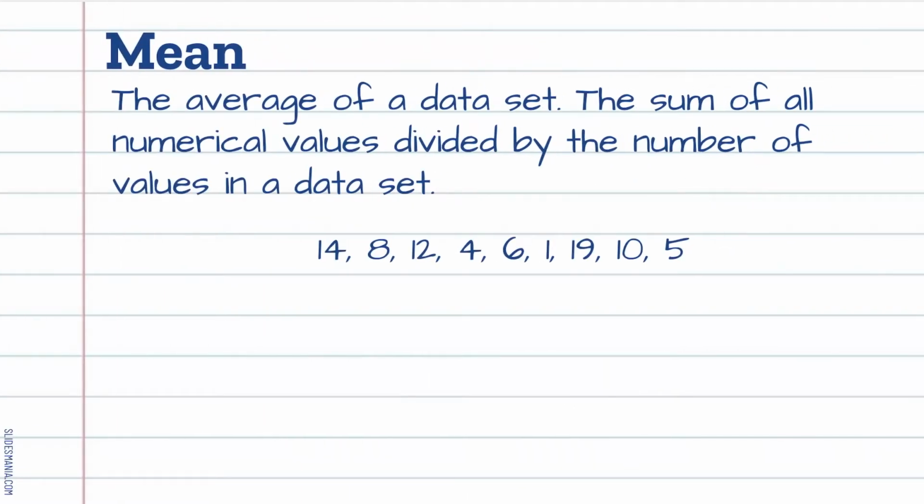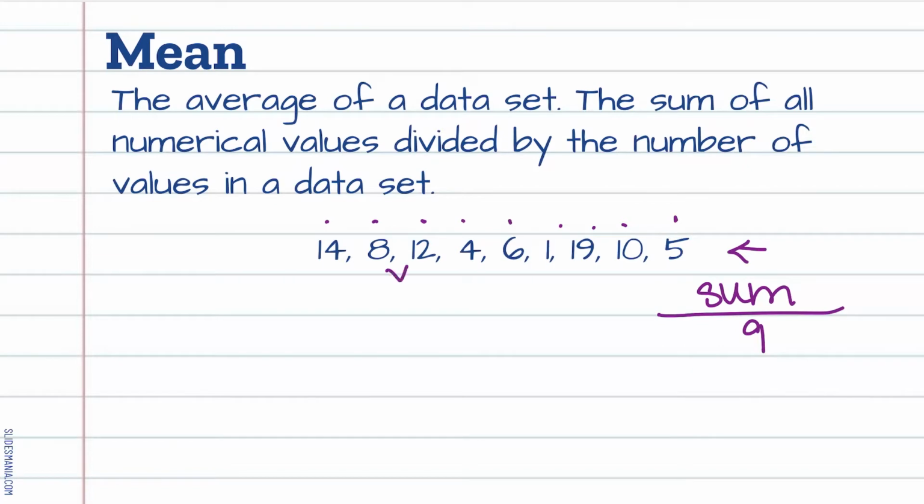The first measure of central tendency that we'll look at is called a mean. Our mean is the average of a data set. This is the sum of all of our numerical values divided by the total number of values in the data set. What this means is that I'm going to find the sum of all of the values in my data set right here, and then I'm going to divide it by the number of values. So I have 1, 2, 3, 4, 5, 6, 7, 8, 9 numbers in my data set. So I'm going to add up all of the values.